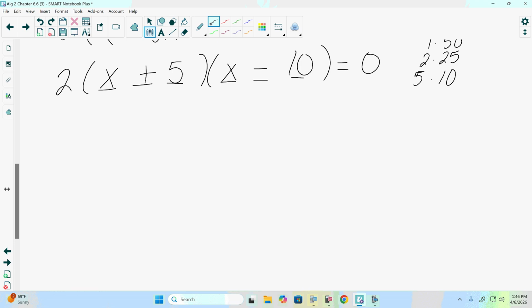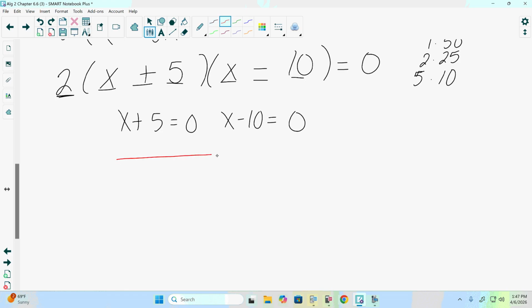Now, the whole reason we got it to this form, 2 times x plus 5 times x minus 10, is the zero product property. The only way I can multiply 2 or more things together and get 0 is if one of these expressions, one of the terms, is indeed 0. So the only way I can multiply these terms together and get 0 is if either x plus 5 or x minus 10 is 0. The 2 doesn't make a whole lot of difference. I cannot make this 2 be 0. There is no variable input for it.